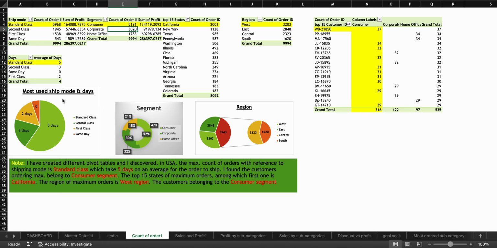As I've marked, you can also see this in the visualizations that I've done here in the pie chart, that 5 days and the standard class is the most used ship mode. The consumer segment has ordered the goods the most. Then the region is the West, yes, the West region is where most of the orders are coming from. So I've given a small note here, which makes this whole visualization pretty much readable in short.